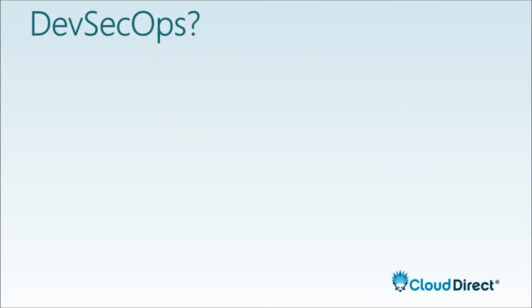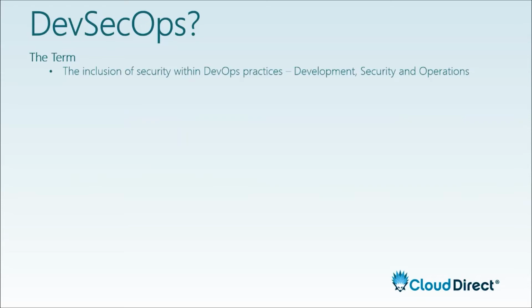DevSecOps. What is DevSecOps? When we talk about it, and it's a well-used phrase now, but at a high level, what does it actually mean? So basically it's the inclusion of security within the DevOps practices. This session itself won't go into those DevOps practices. As I say, please have a look at some of the previous sessions we've run around DevOps to get a better feel for that. But this is focused on how you build security into your DevOps pipelines, processes, your software delivery lifecycle.